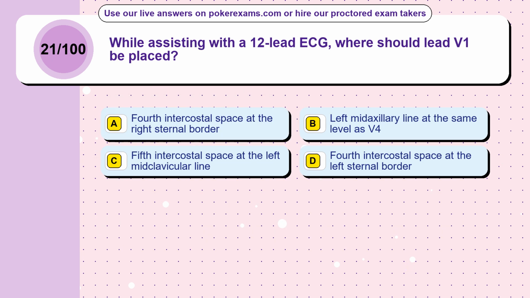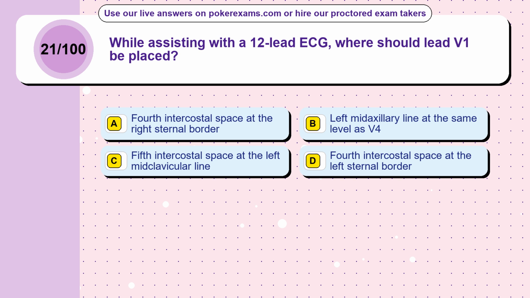Question 21. While assisting with a 12-lead ECG, where should lead V1 be placed? Option A, fourth intercostal space at the right sternal border. Option B, left mid-axillary line at the same level as V4. Option C, fifth intercostal space at the left mid-clavicular line.